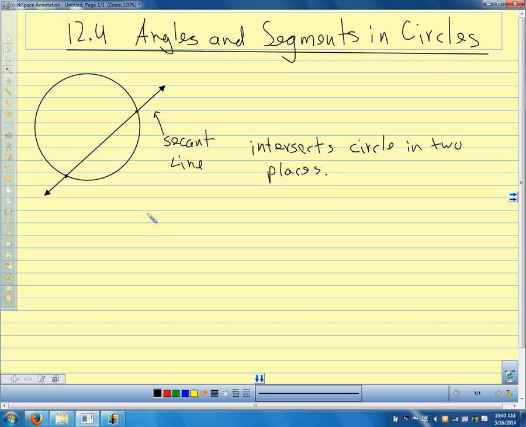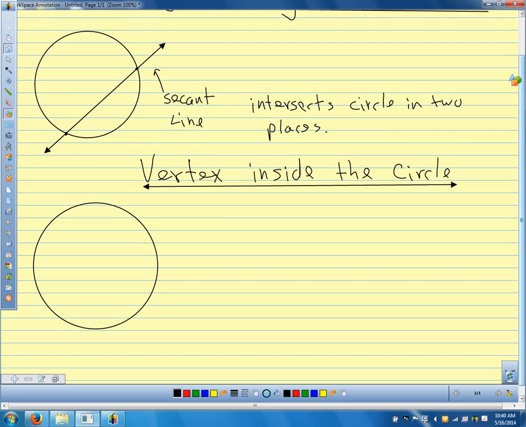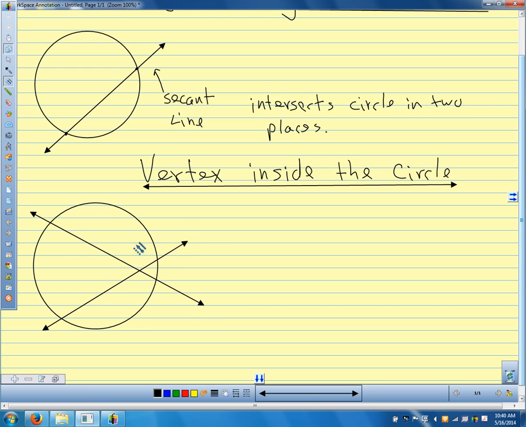So our first case is when the vertex is inside the circle. And we want to know how the angles and the arcs are related. Here's our picture. We're going to have two secant lines cutting through this circle, and the vertex is inside the circle. I'm going to call this arc x degrees, this arc y degrees, and this angle 1.